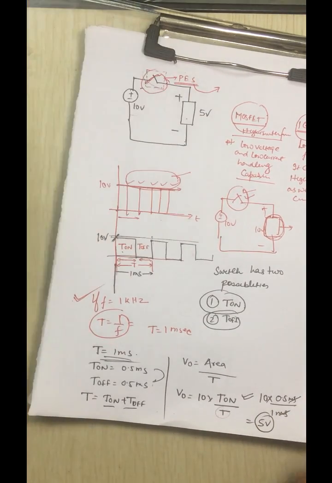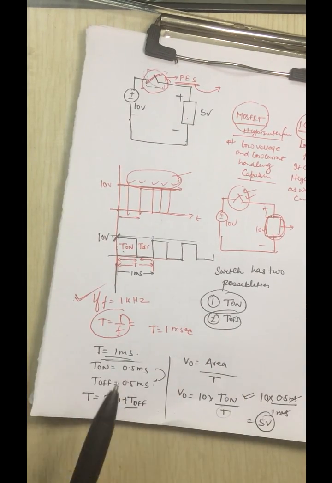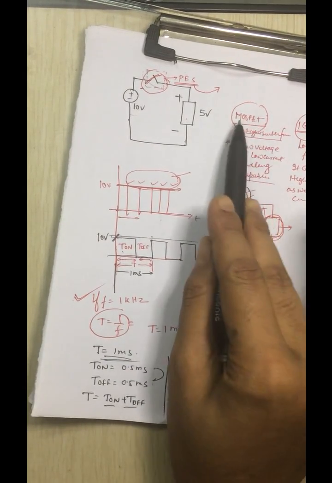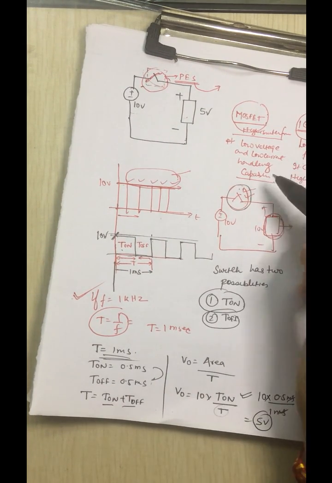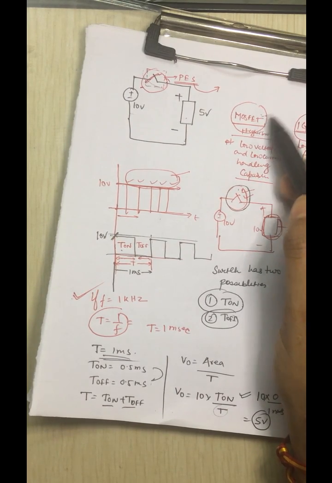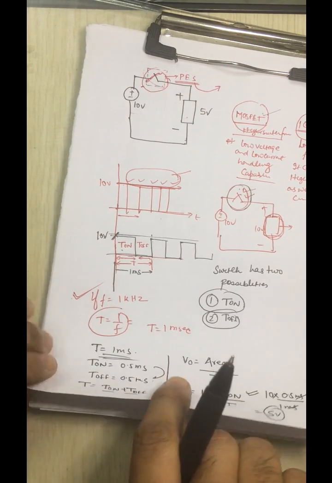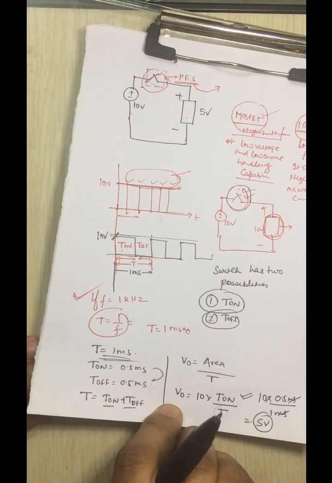So overall, I just wanted to give an introduction about how we are going to convert this 10 volt to 5 volt with the help of this power electronic switch. As I have told you, the switch may be a MOSFET, an IGBT, or any power electronic device such as SCR, GTO, etc. So it is just an introduction to the chopper.